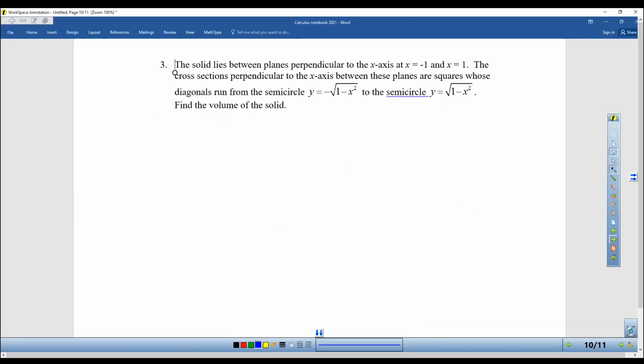Okay, we only have one more. This solid lies between planes perpendicular to the x-axis at x is equal to -1 and 1. The cross sections perpendicular to the x-axis between the planes are squares whose diagonals run from the semicircle y, and then the other semicircle. I know you're overwhelmed already just reading it, right? So they were nice. They told you that it was a semicircle.